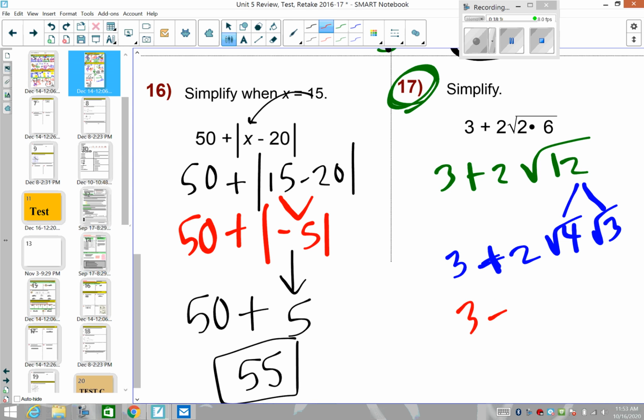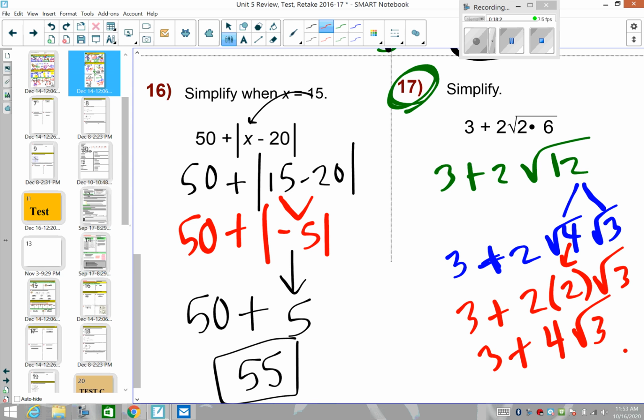So we get 3 plus 2 times 2 square root 3. That becomes, order of operations here, 3 plus 4 times square root 3. And that is the best we can do on that output. You also could have that in decimal form, but I just wanted to show you how that would work with that new learning we just talked about. And you could throw that in as a decimal as well.